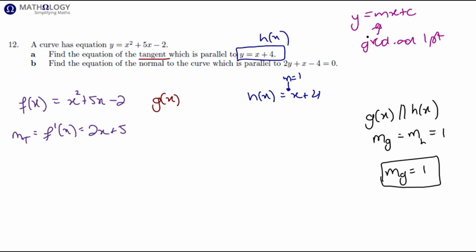That's the first thing. The gradient of g is 1. G is the tangent we're looking to find the equation for. To find the equation of a straight line, we need the gradient and one point. We've got the gradient. There it is. It's 1.